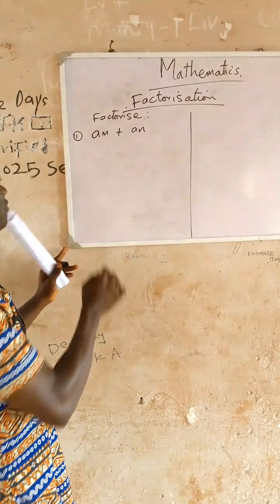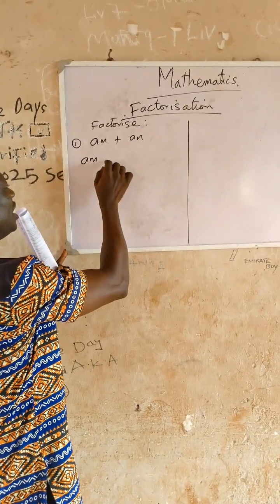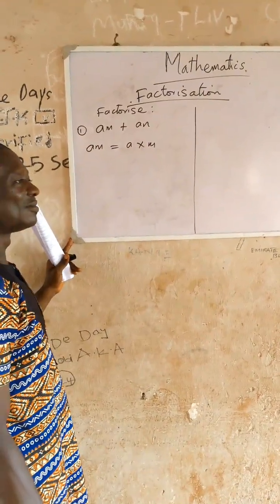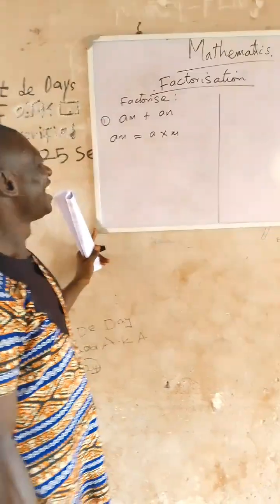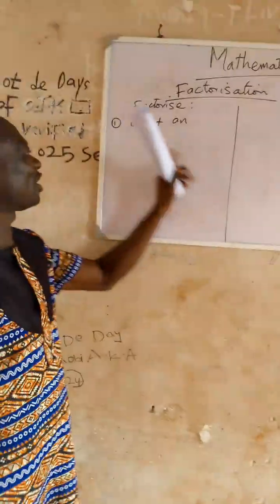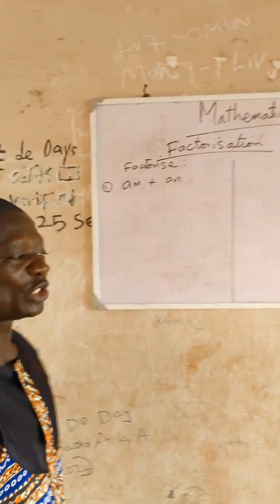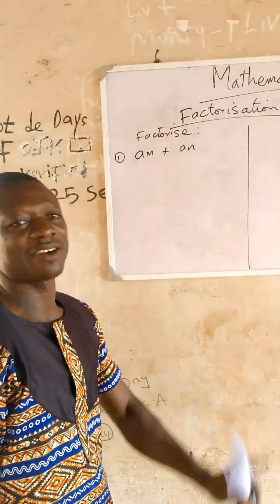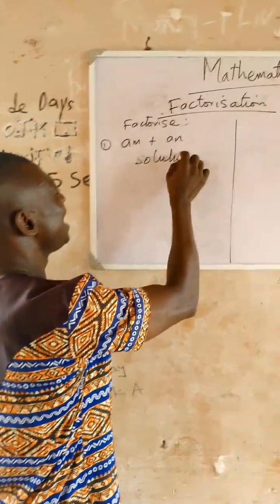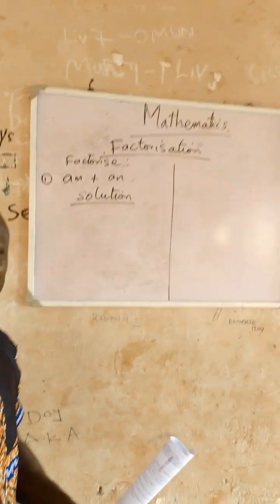We find the HCF by having AM equal to A times M. Yes, we are trying to factorize the expression AM plus AN, okay? We want to factorize the expression there. And we said to factorize the expression, first of all, we find the HCF. So in our solution, what is the HCF of AM and AN?